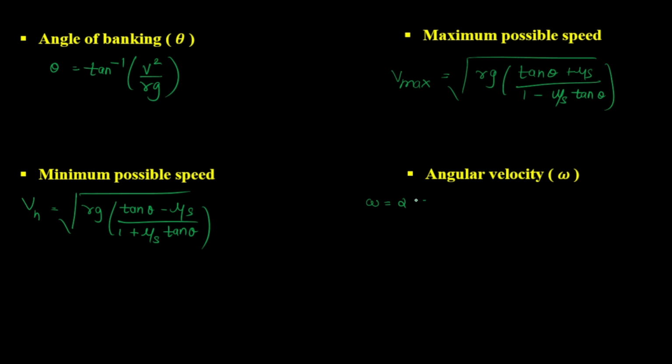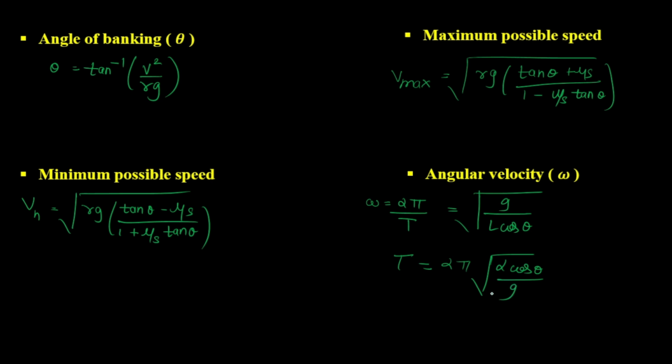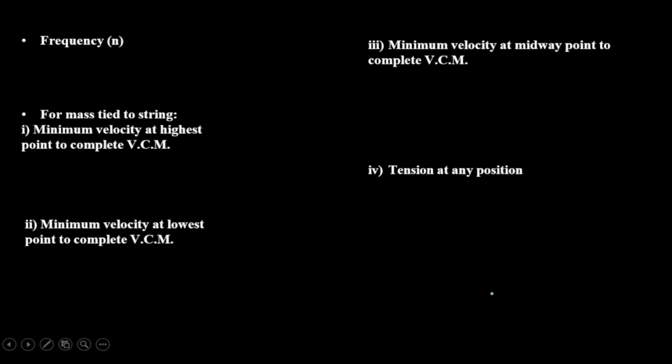Omega is equal to 2 pi by T. This I told you firstly. So we are going to substitute over here g divided by L cos theta, all the formulas, and we will get the time period formula, which is T is equal to 2 pi root of L cos theta divided by g. This is the formula. Now we have frequency n, which is equivalent to 1 upon T is equal to 1 upon 2 pi into root of g divided by L cos theta.